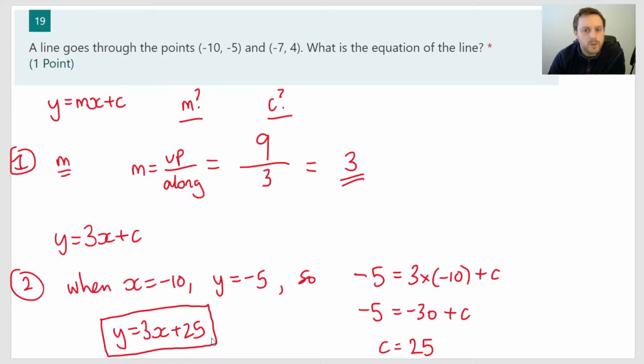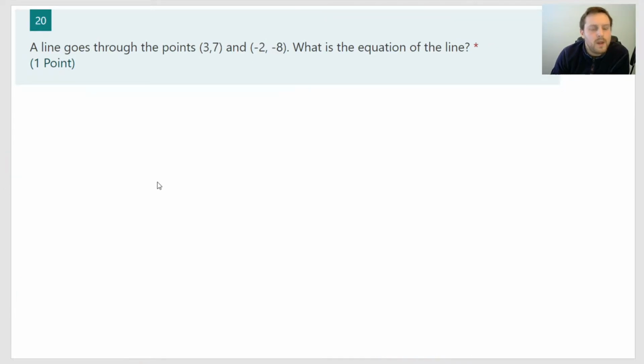And what we would do is we would do a little check. You would check that this works for the other coordinate that we didn't use for finding c. So when you do 3 times -7, you get minus 21. So this part here is minus 21. And when you add 25 to minus 21, you get 4. So this definitely works, and we haven't made a mistake. That's the answer.